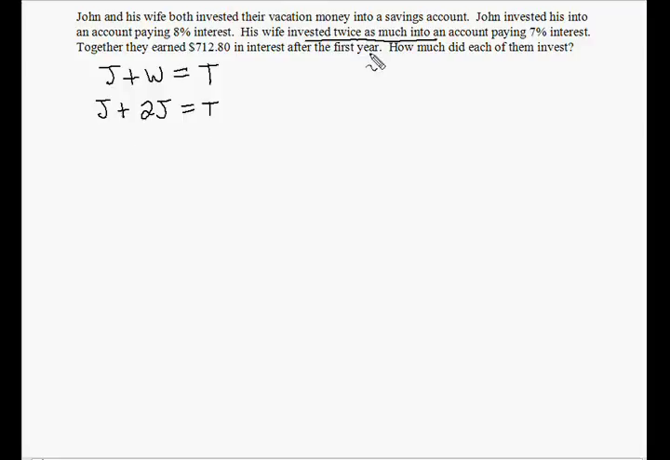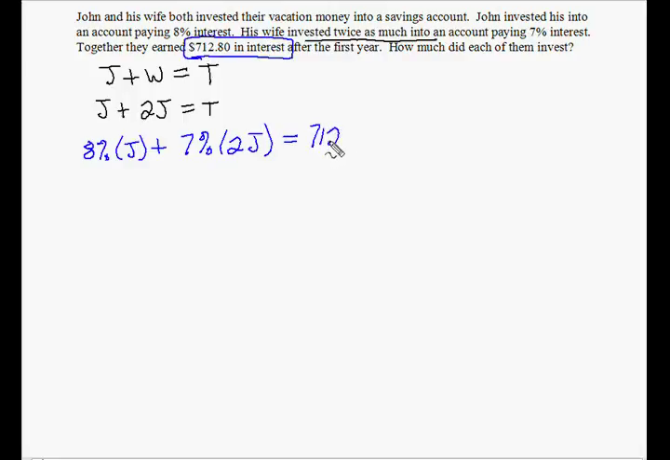John's money was invested at 8%. So we have 8% times John's money, and his wife's money was invested in an account paying 7%, and what she invested was twice as much as John. Now that I have this interest, I want to include the amount found in interest. That would be our $712.80. To clear the percent sign from the problem, we can multiply both sides of the equation by 100.